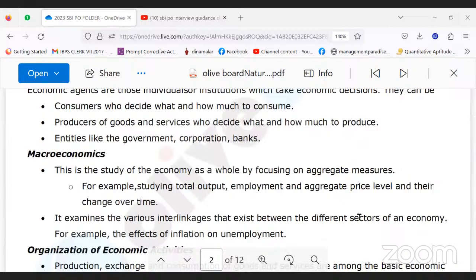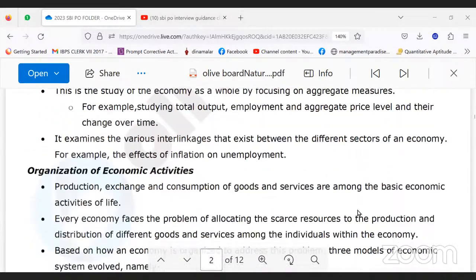Macroeconomics is the study of the economy as a whole by focusing on aggregate measures. For example, studying total output, employment, and aggregate price level and their change over time. It examines the various linkages that exist between the different sectors of an economy. For example, the effects of inflation on unemployment.